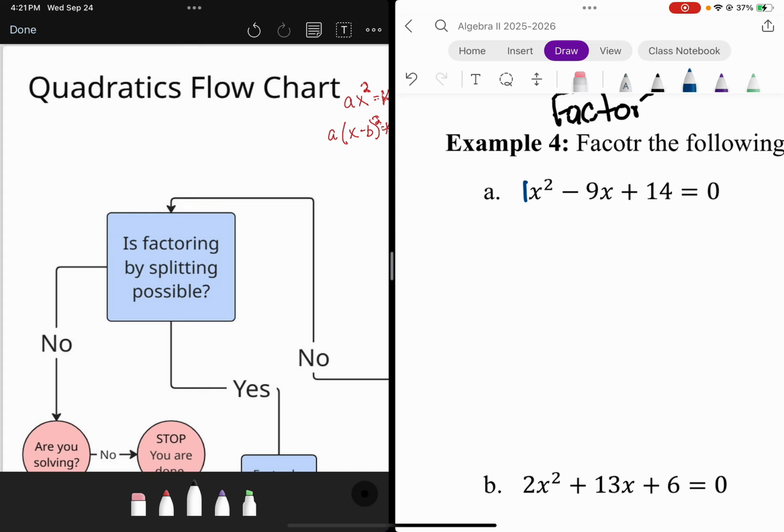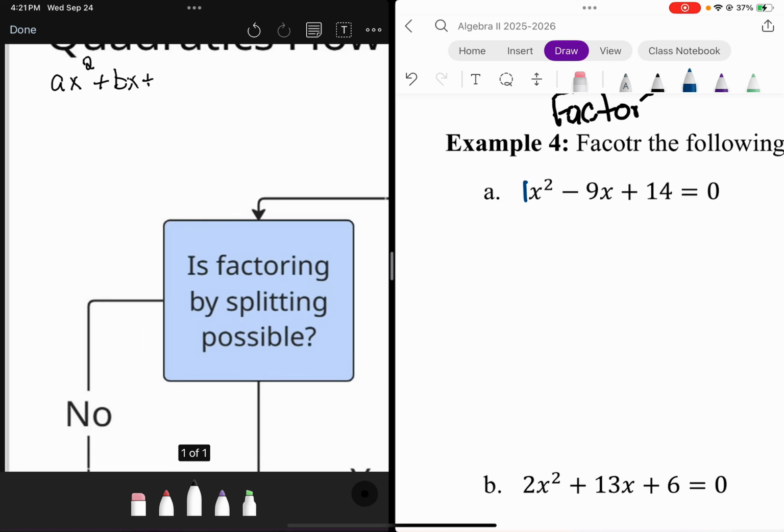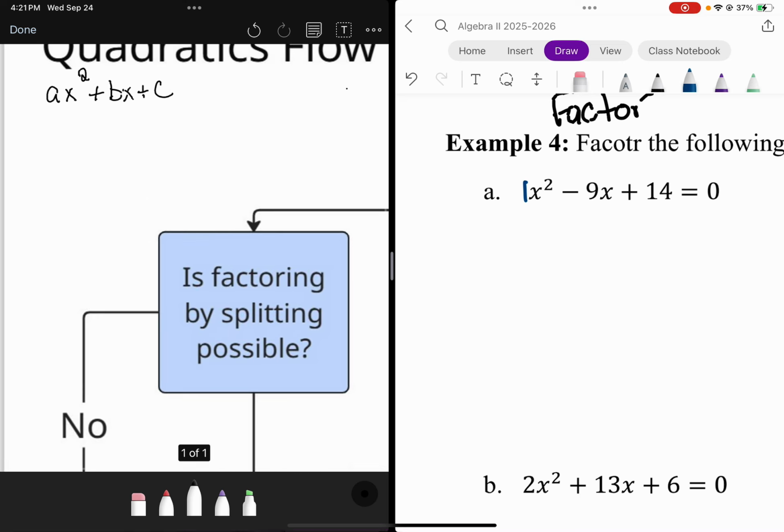So for factoring by splitting, you are going to have the same setup as any quadratic in standard form, where you have ax squared plus bx plus c. We are going to split the b value. That is what we are splitting, because it's called AC split. We're going to split b into two numbers that have the following.